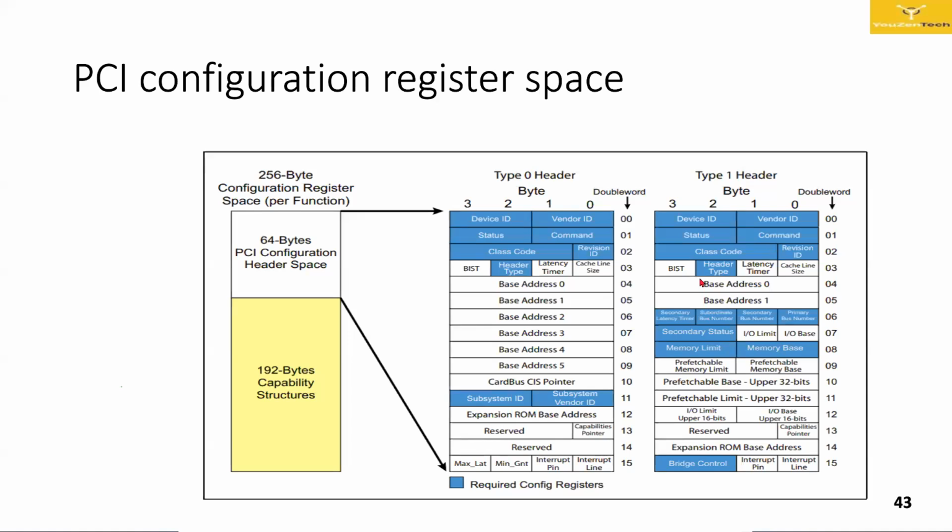So with 4 KB, on a bus we can have 256 buses, right? We can have 32 devices, each device can have 8 functions, and each function can have 4 KB of address space, right? So if you calculate the total, it comes to 256 MB for each bus.